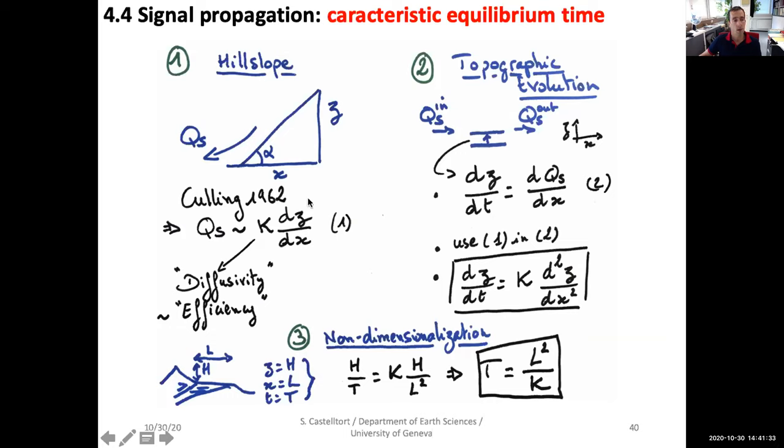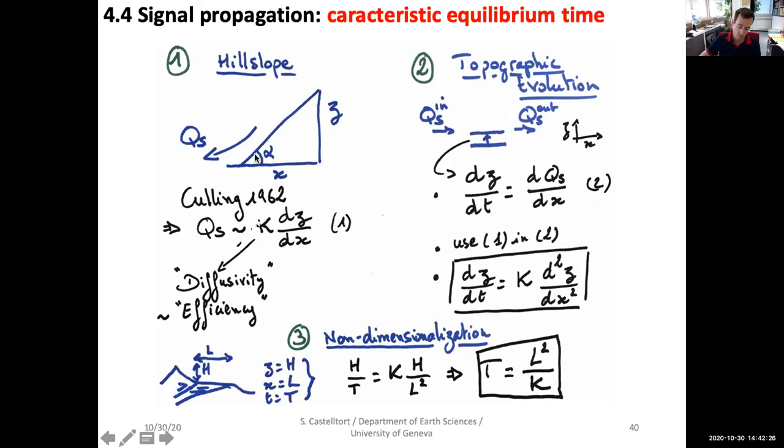And Culling in 1962 published a paper, at least that's one of the ones I know of, where he explains that the flux of sediment coming out of such a slope is proportional to dz over dx. Dz, so the variation of elevation over a certain distance. How much z decreases for a certain x. In other terms, that's slope. Okay? So the flux of sediment can be said equal to K, a certain constant, times slope.